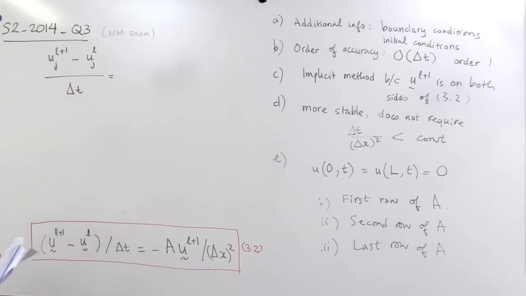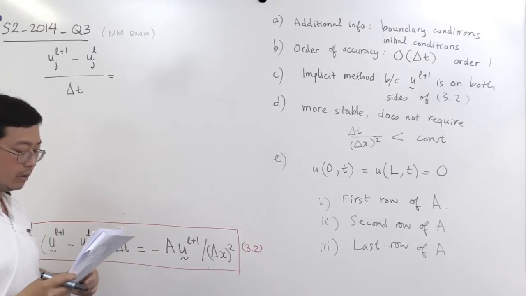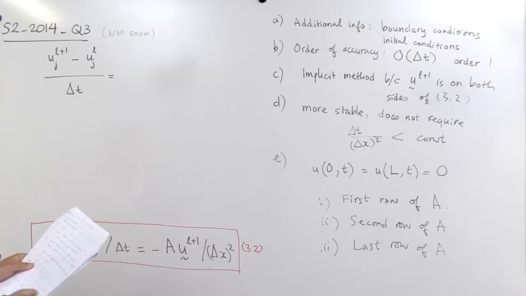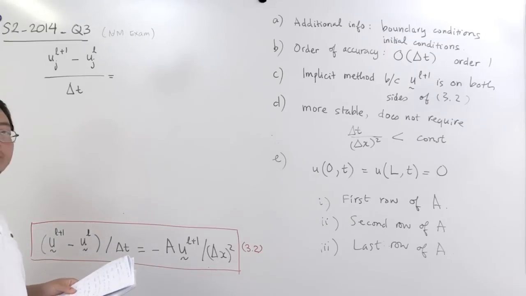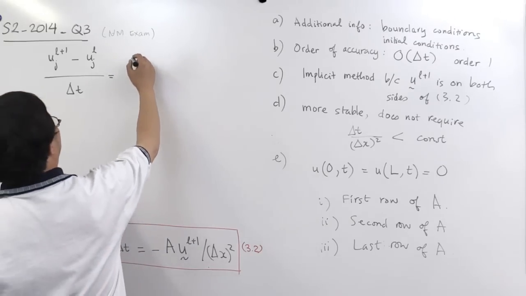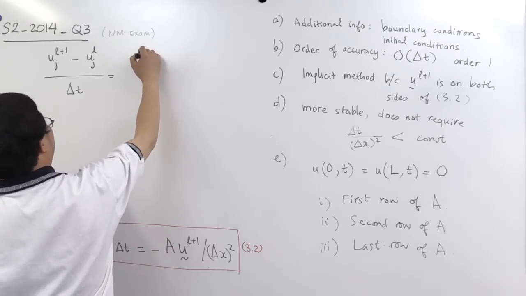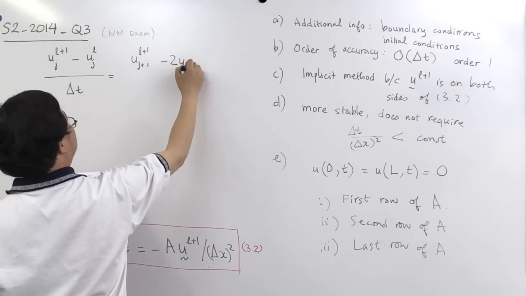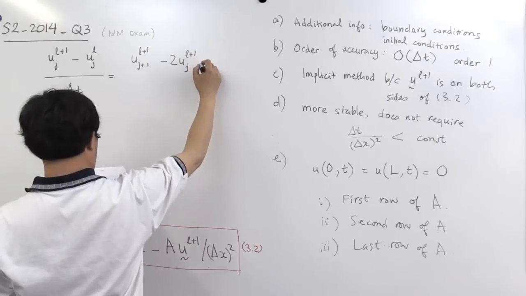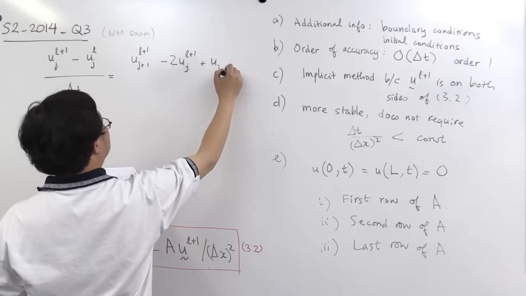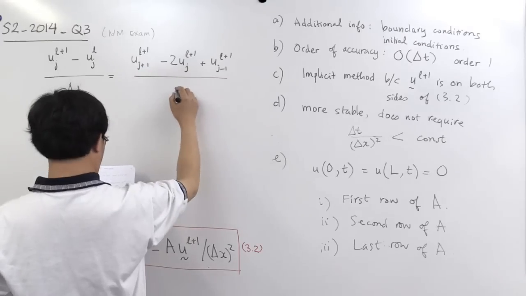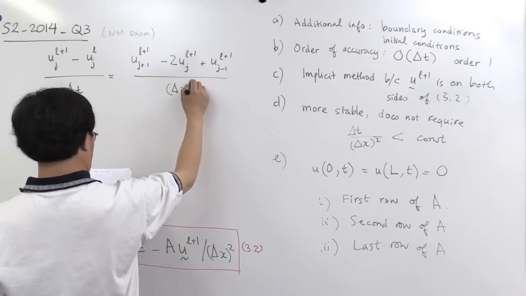Okay, and so on the left hand side, you use a forward difference scheme. Yeah, so you have this approximation. On the right hand side, remember that the question says that you have to use central difference scheme to approximate the second derivatives. So then, because you use central difference scheme, you have u_{j+1}^{l+1} minus 2u_j^{l+1} plus u_{j-1}^{l+1} divided by delta x squared.